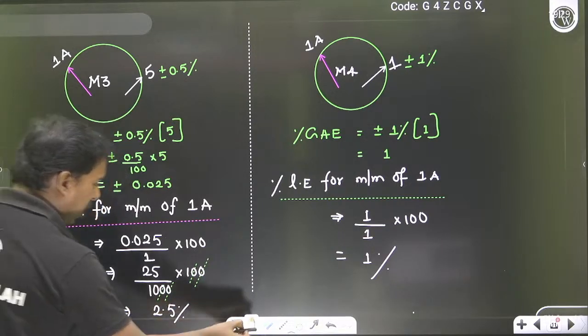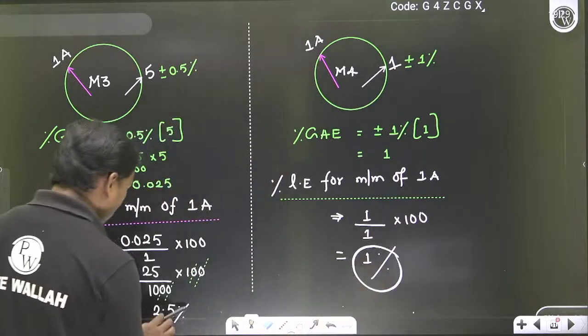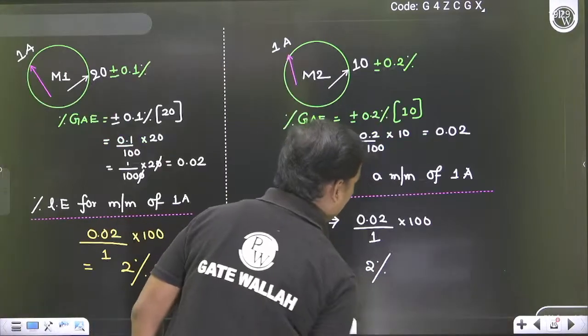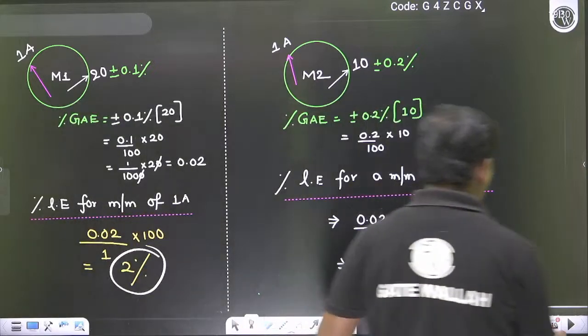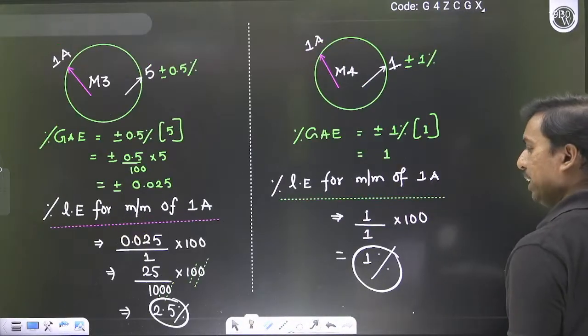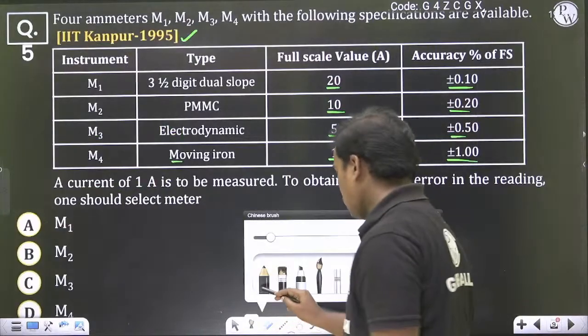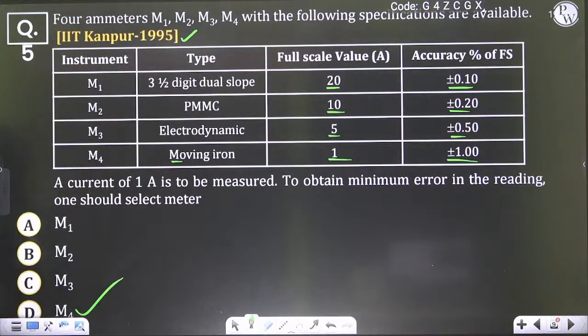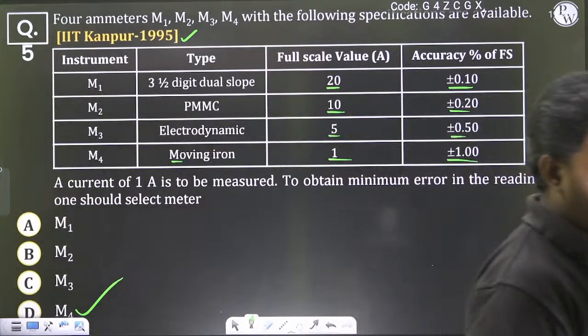So now if you see the options, meter number 4 offers 1%, meter number 3 offers 2.5%, meter number 2 offers 2%, like this. So what is the least error possible here? The least error is possible in meter number 4. Thank you, I have made a mistake. Very good catch. Meter number 4.